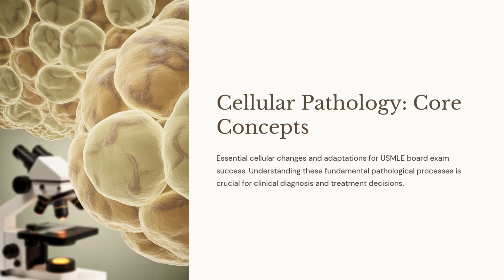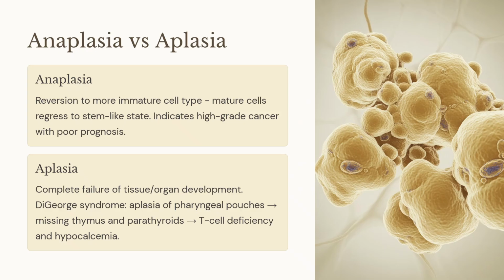So today I am going to tell you about the basic nomenclature, or the basic terms that are used in pathology. What does anaplasia and aplasia mean? Anaplasia means when the cell reverts to its more immature form.